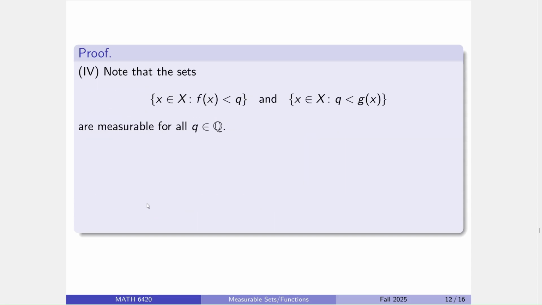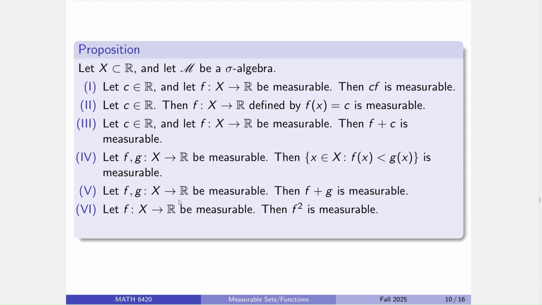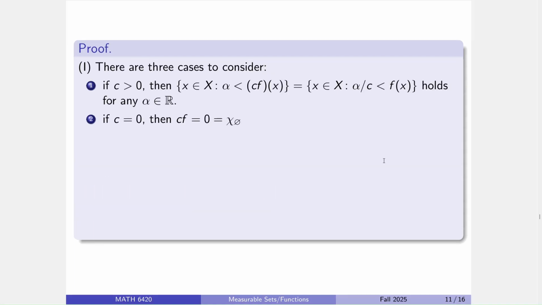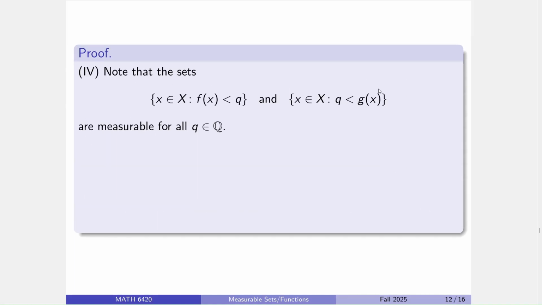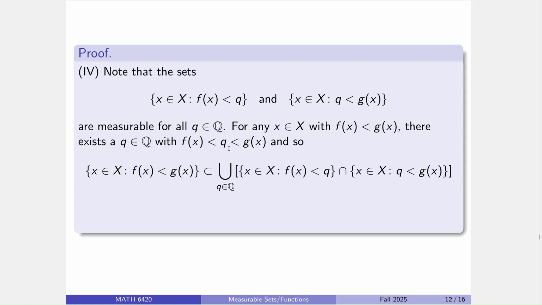All right, now for the fun one. So I'm going to prove that these are measurable sets, and the trick is to sneak in rational numbers in between them. Because since f and g are both measurable, that means these sets are measurable for all rational numbers. And note for any x so that f of x is strictly less than g of x, there is some rational in between them. So that guarantees that our set of interest is contained in this countable union.